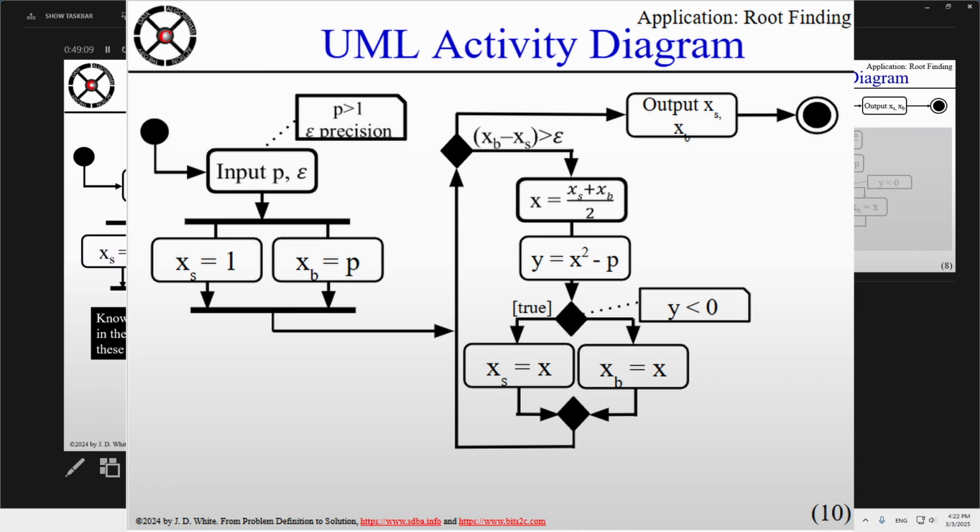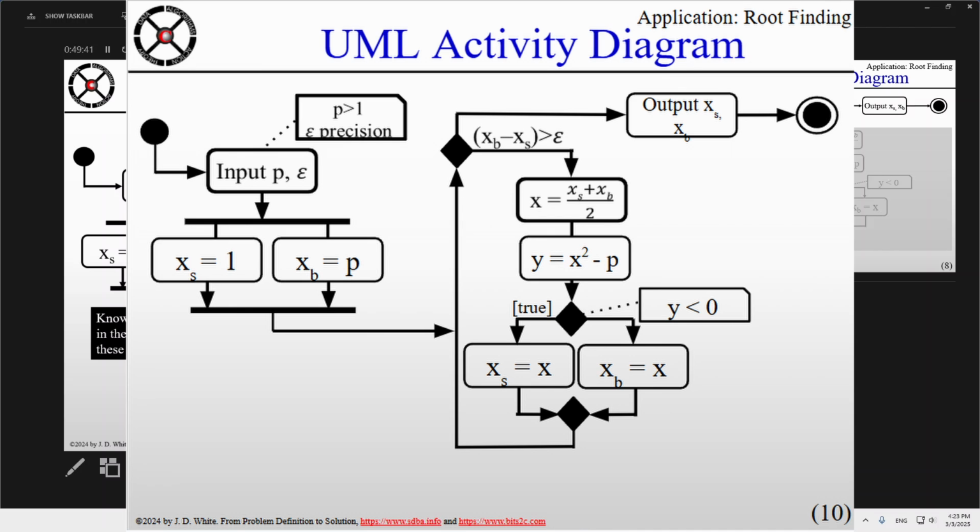So the inputs, in this case, I'm inputting two things. In general, if I want the square root of p, I have to input the number I want the square root of, and I need to input epsilon. Okay, this would be another activity diagram. This is slightly different from what I just gave you, but it also is okay. What number do I want the square root of? And how accurate do I want the square root to be? That would be the epsilon.